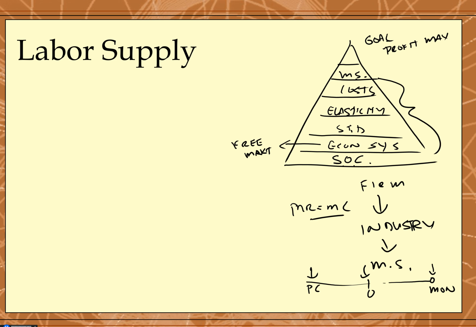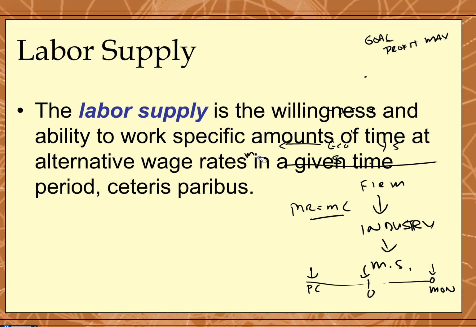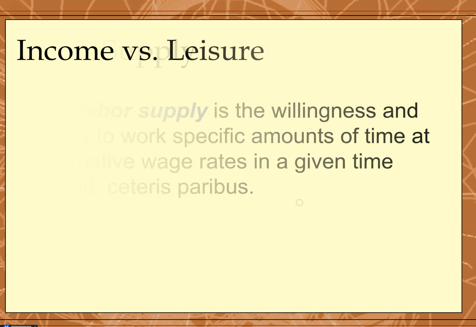What we're going to be doing here is a very similar analysis, but instead of looking at production maximizing output, we're going to be looking at hiring in terms of maximizing profit. How many workers should a firm hire to maximize profit as opposed to production? And so when we look at labor supply, we see that labor supply is very much like the supply of a good or service, right? It's the willingness and ability of a person to work specific amounts of time at alternative wages given a certain period of time.